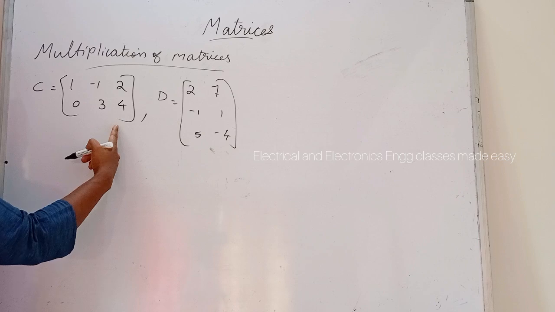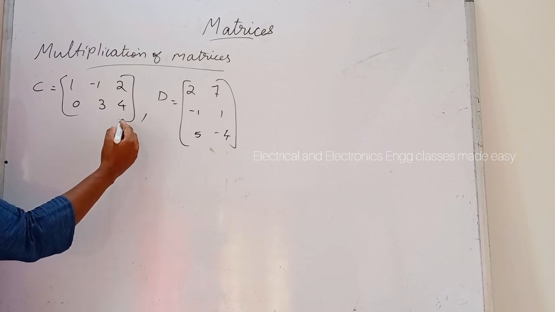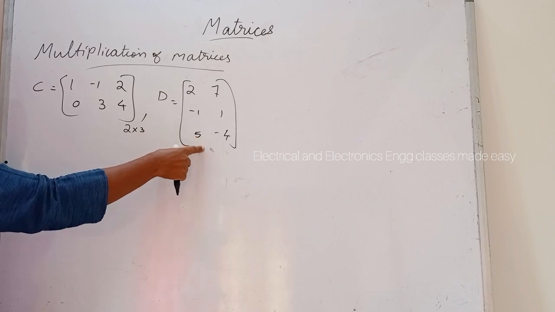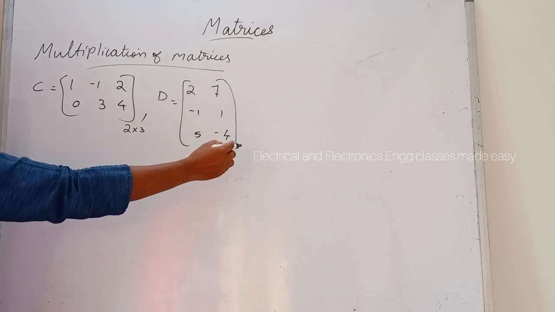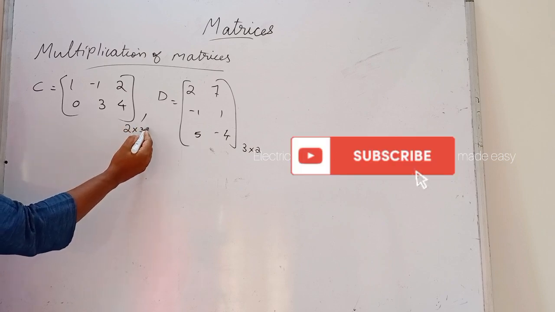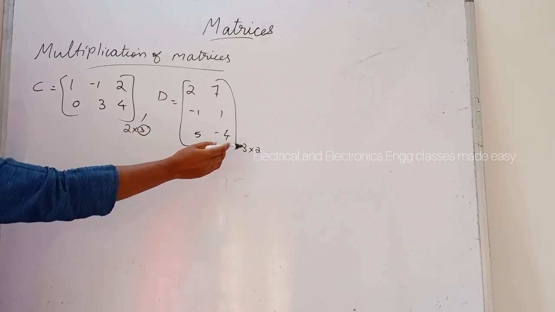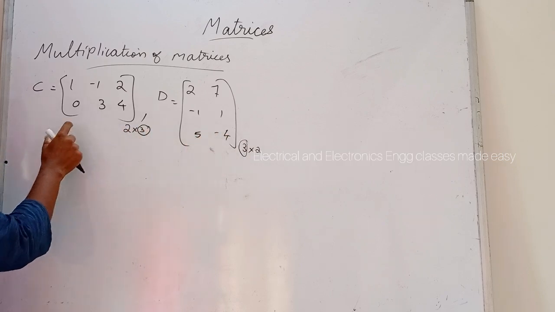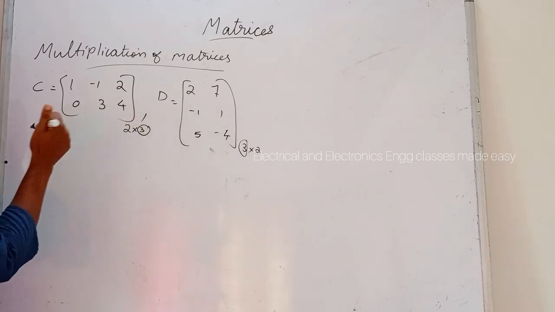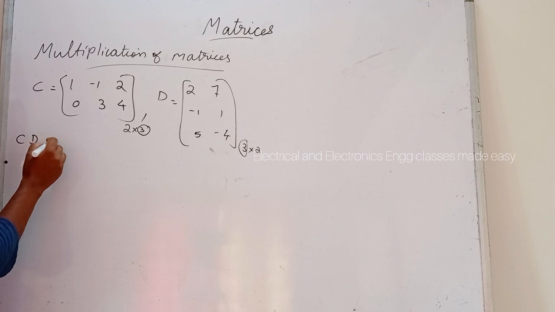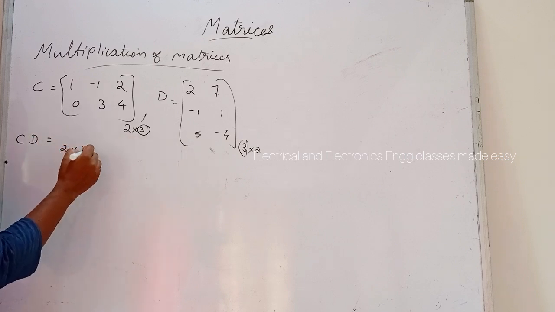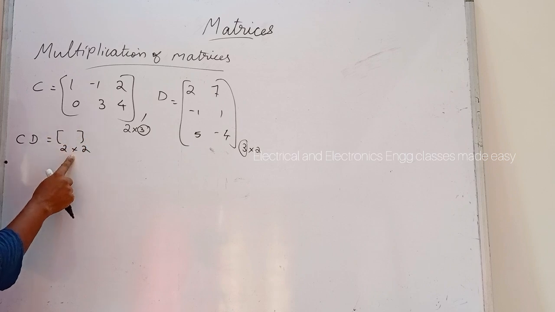So here this C is a matrix of order 2 by 3 and D is a matrix of order 3 by 2. So here the number of columns is equal to the number of rows. So we can multiply these two matrices. And what will be the resultant matrix? So CD will be a matrix of order 2 by 2.